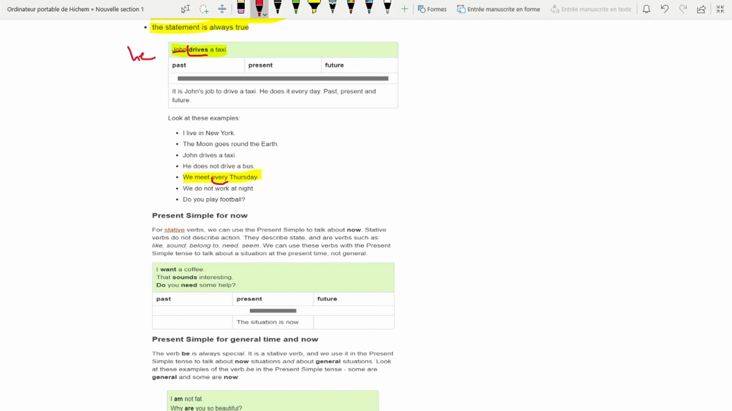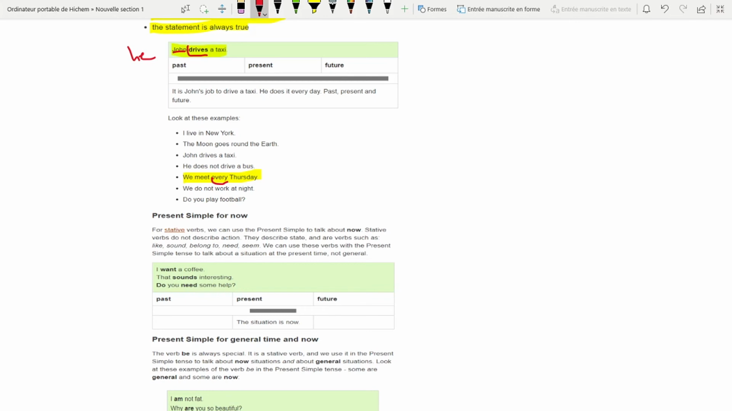Usually they are with stative verbs. We can use the present simple to talk about now, and stative verbs do not describe action. They describe state. In French, c'est l'état. And dynamic verbs, or action verbs, these are verbs that describe something that moves.